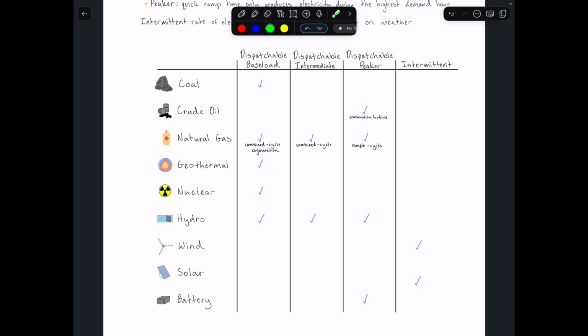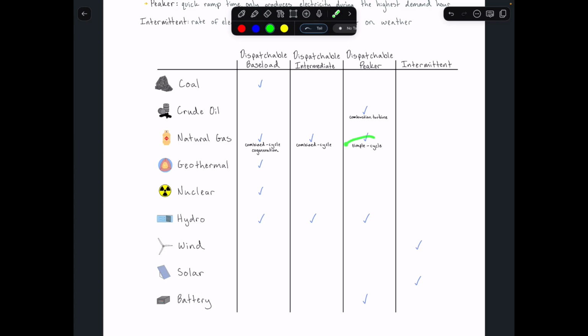Cogeneration, since it is also providing a heat source for some other industrial process, or building heat, let's say, is typically operated consistently throughout the day as a baseload resource. Then combined cycle plants, since they operate more efficiently and therefore more cheaply than simple cycle, can typically operate as an intermediate load or as a baseload resource, depending on what other power plants are available.